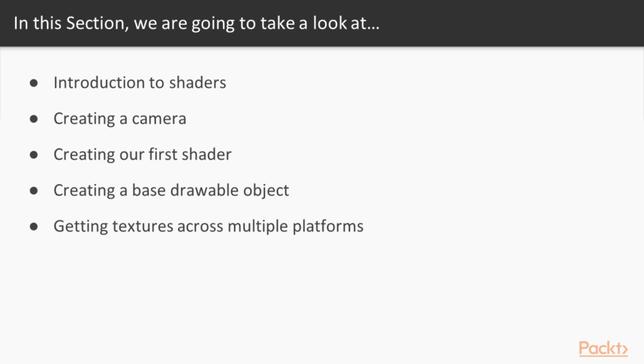We will then move on to creating our first shader, where we'll create a vertex and a fragment shader which will draw a textured sprite. The next step will be to create a base drawable object, where we'll create an object that we can extend from, which we'll draw to the screen. And the final video will show us how to get textures across multiple platforms, so how to get textures from Android and iOS so we can use it in our drawables.